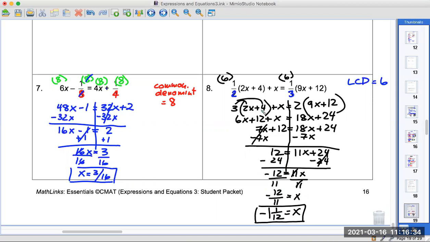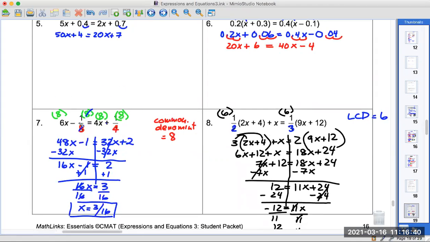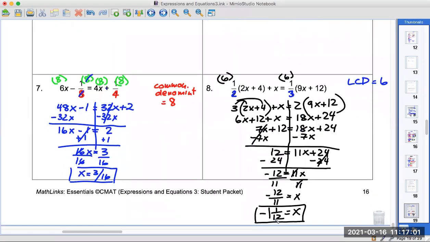Wow, what a question. What a long problem. Now, if you do not quite get this yet, don't despair, but it's there. If you want to deal with the fractions, go ahead and do it. This might be easier to distribute 1/2. 1/2 times 2 and 1/2 times 4. 1/3 times 9 and 1/3 times 12. It'll actually give you whole numbers. So you can try that as well. But the answer needs to match.